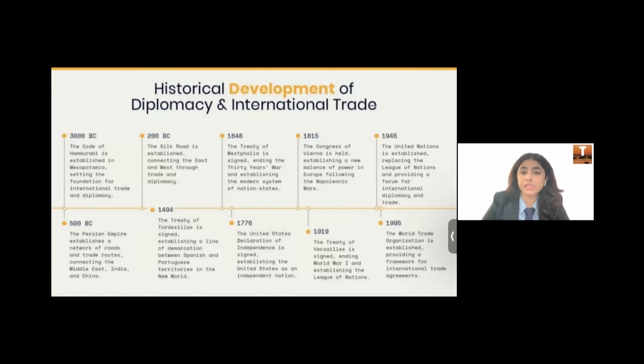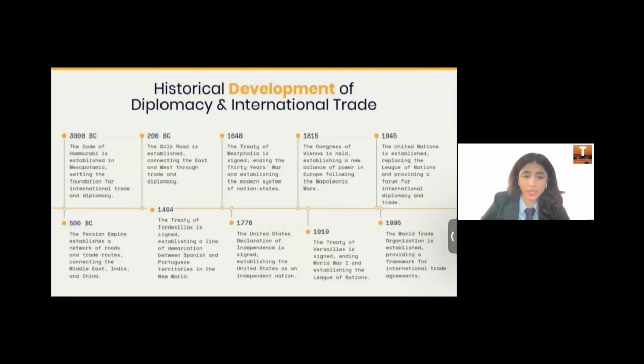And then comes the Industrial Revolution, very famous. We've heard about it. The Industrial Revolution started in the late 18th century, and it brought many advancements in transportation, communication, and production. It led to increased international trade as countries sought resources and markets for their industrial goods.